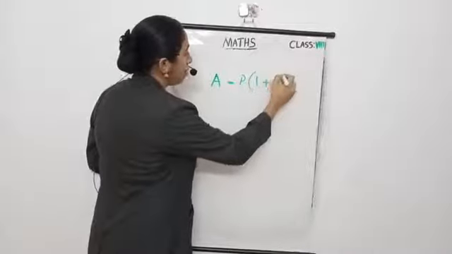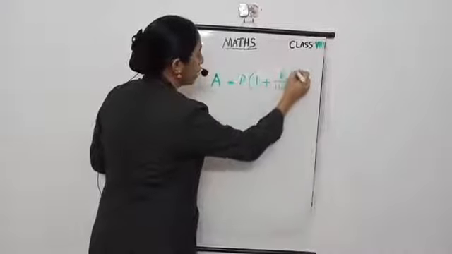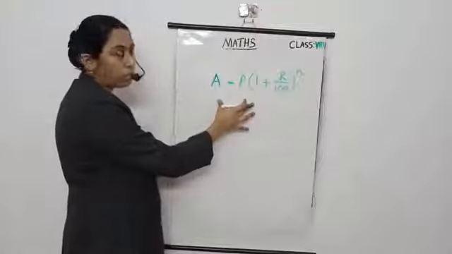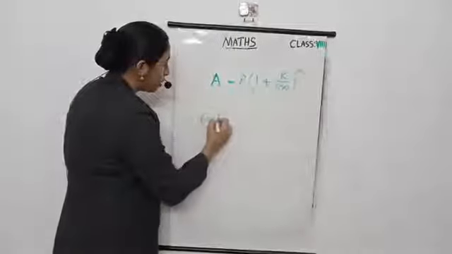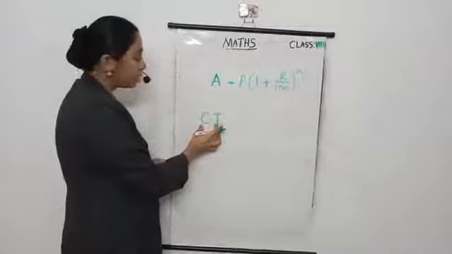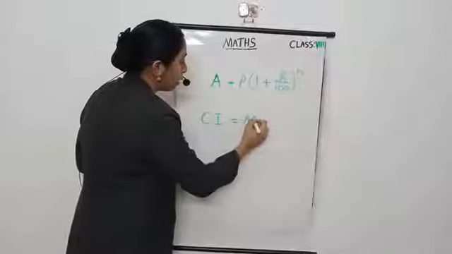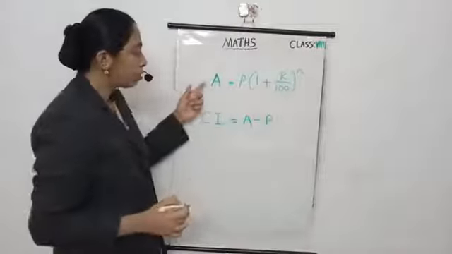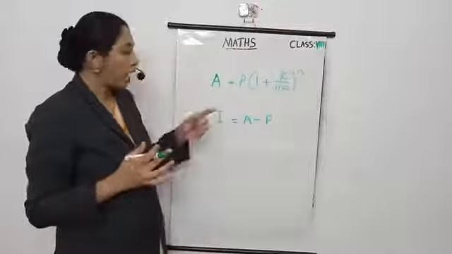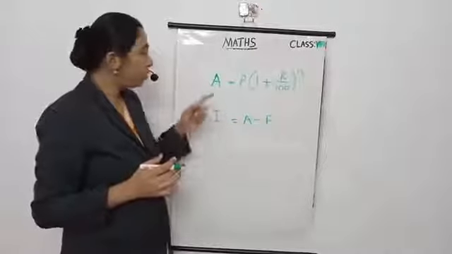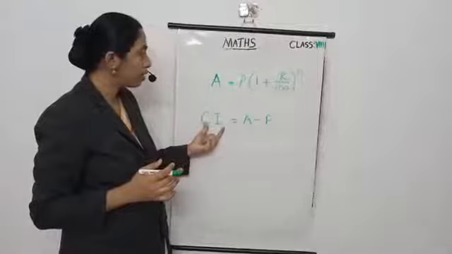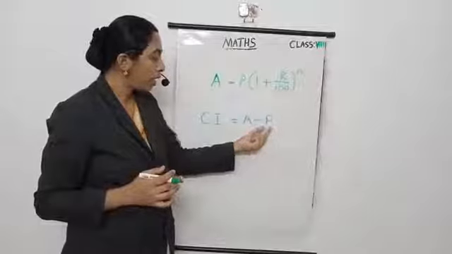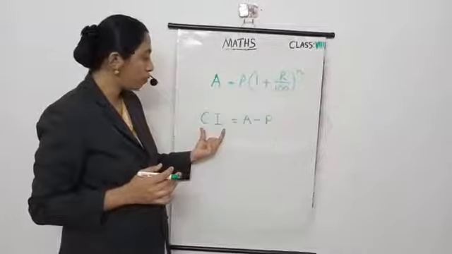1 plus r by 100, all raised to n. We get this amount after calculating its compound interest. Compound interest is represented as CI, and compound interest is equal to capital A minus P. A is the total amount after the period and P is the principal amount. So to find the compound interest, first find the amount, then subtract A minus P. Then we get the compound interest.